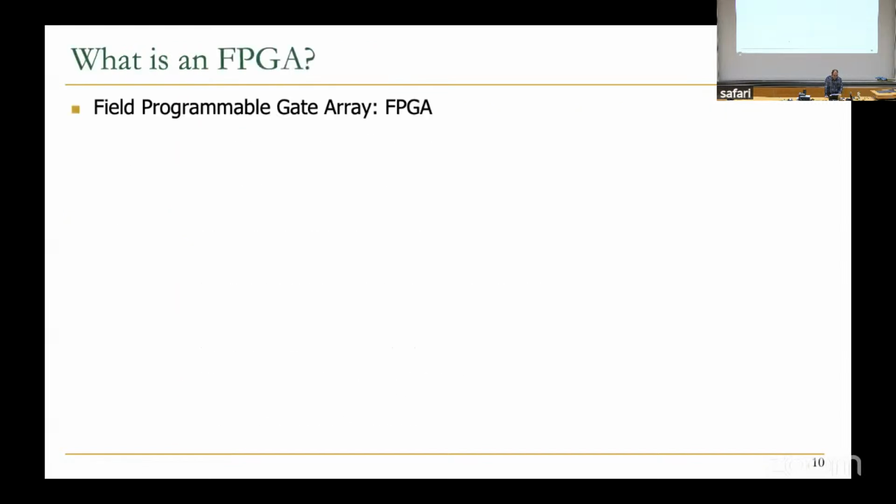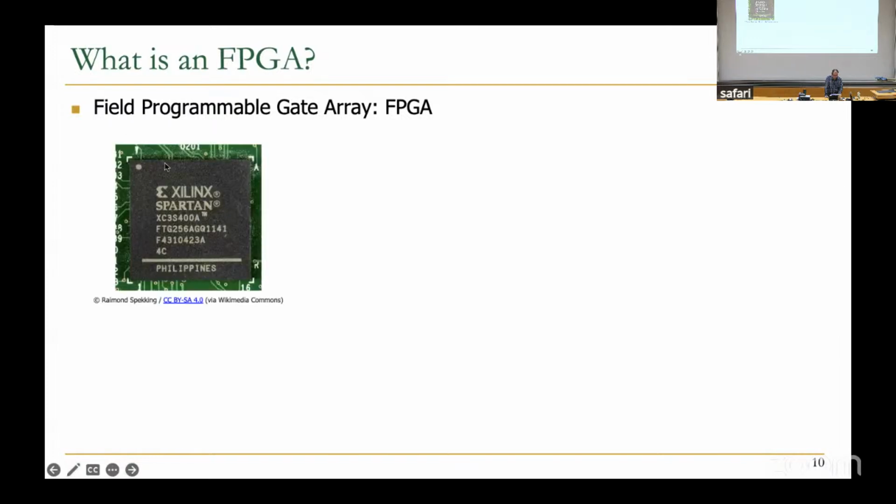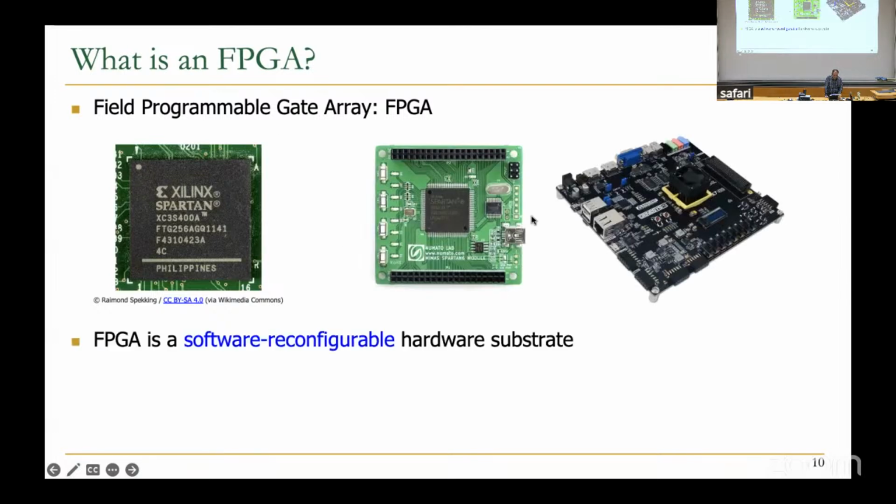So what is an FPGA? FPGA stands for Field Programmable Gate Array. This is one example of an FPGA. There are many different examples also in the market, in the world. You can see an FPGA is a software reconfigurable hardware substrate. That makes FPGA so exciting because there is a chip, but that chip is not hard-coded, essentially. So you can implement kind of any circuit, as long as your circuit can fit in that FPGA, because each FPGA has a limitation in the number of lookup tables, flip-flops, multiplexers, whatever. So each FPGA has a limit, but within that limit, it can implement everything that you want.